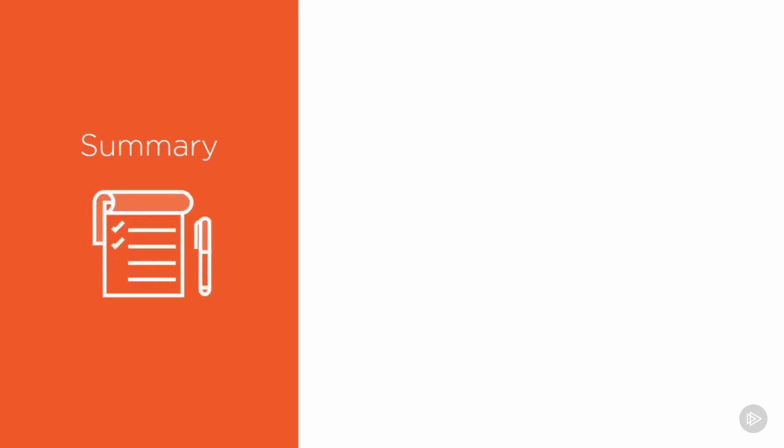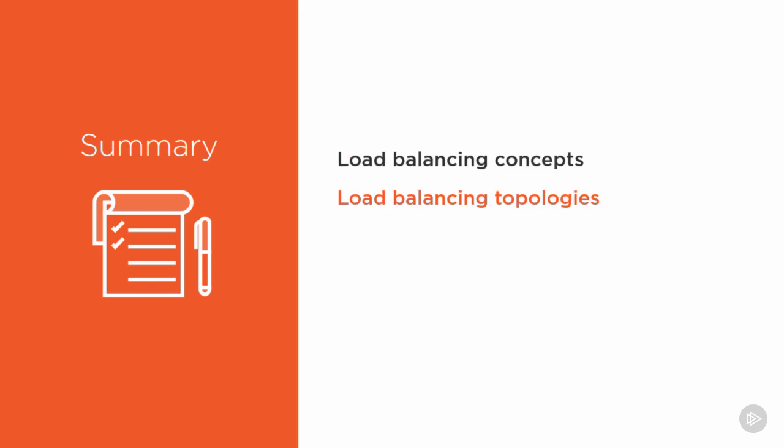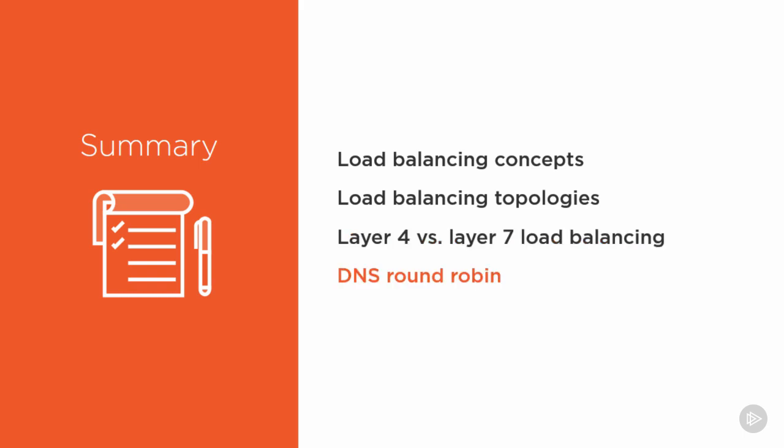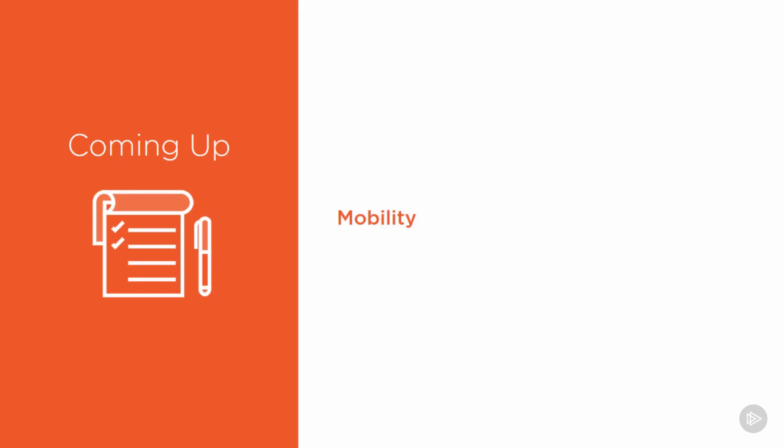Well, that brings us to the end of this module, in which we looked at load balancing concepts, load balancing topologies, and also the key differences between layer 4 and layer 7 load balancing, and in particular that sliding scale of least complex to most complex and what the implications of those different models are. And we also looked at DNS round robin, the nice simple way of doing high availability for your Exchange 2016 client access services, even though it's not as comprehensive as load balancing. Coming up in the next module, we're going to get into mobile access or mobility.